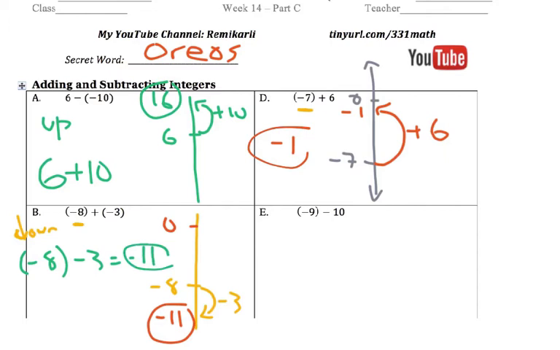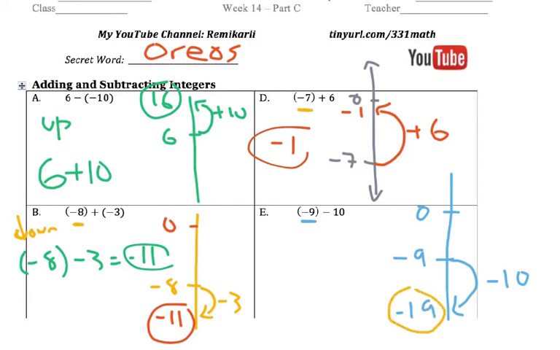Alright, and then for E, it says negative 9 minus 10. Again, I remember that that starting number is the starting point. So it's like we're starting 9 floors in the basement. And then, since we're subtracting, we're going to go down. So it's like we're going 10 floors deeper. And if we do that, you should end up at negative 19 because you got farther away from 0.